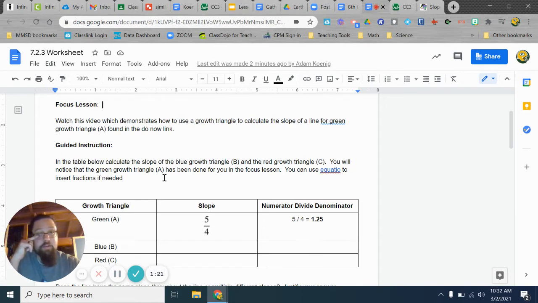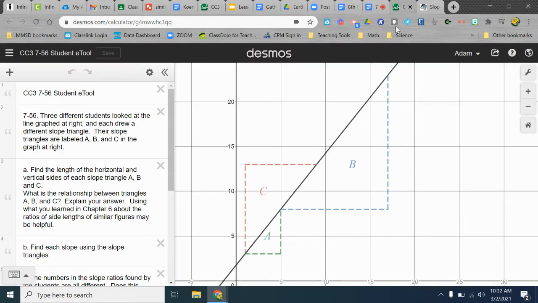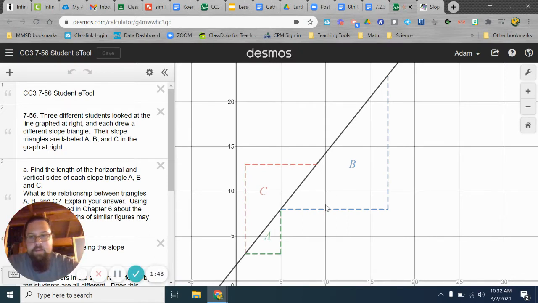Okay, so I'm about to show you how we would use the growth triangles that are pictured in Desmos to calculate the slope. You'll notice I've already filled in 5/4, and I did 5 divided by 4 here to get 1.25 for the slope, or 1 and 25/100. Let me show you how I got that. So what you're going to do is you're going to be looking at these different growth triangles. So I'm going to be looking at A in particular. You will be looking at B and C in particular.